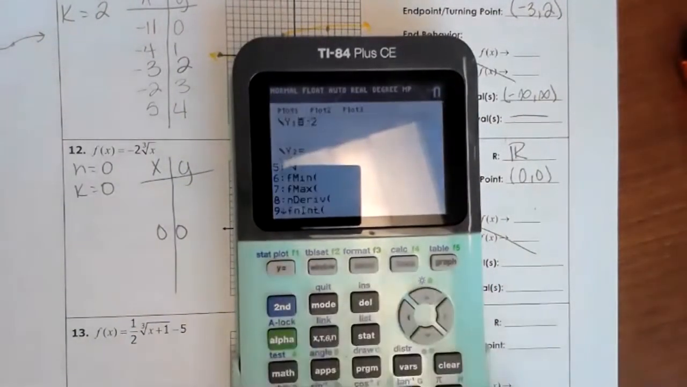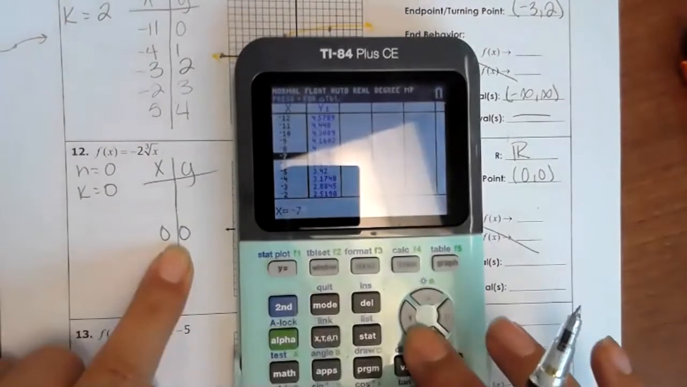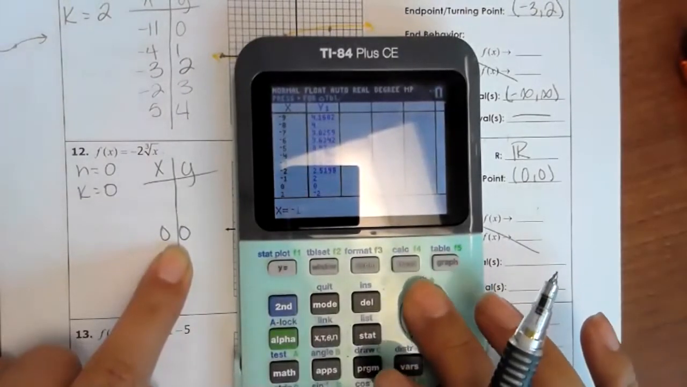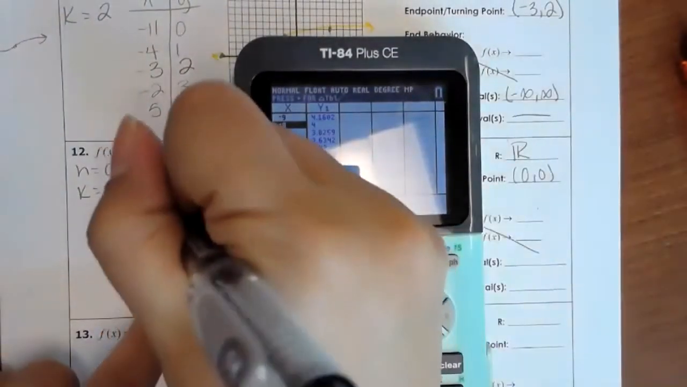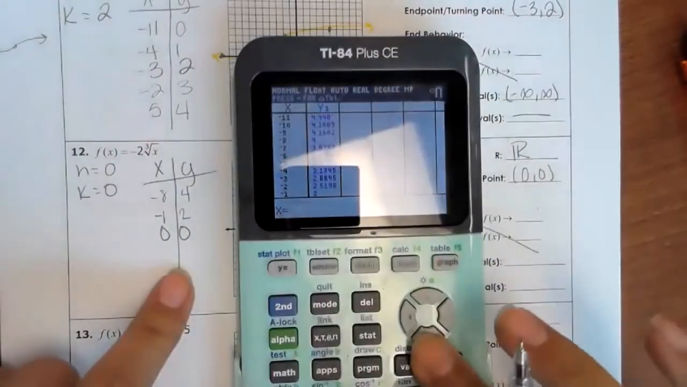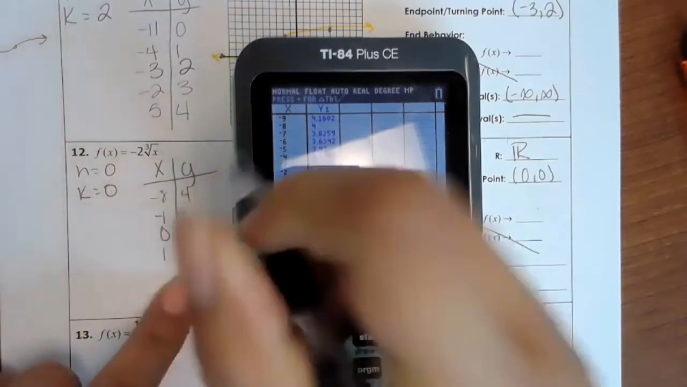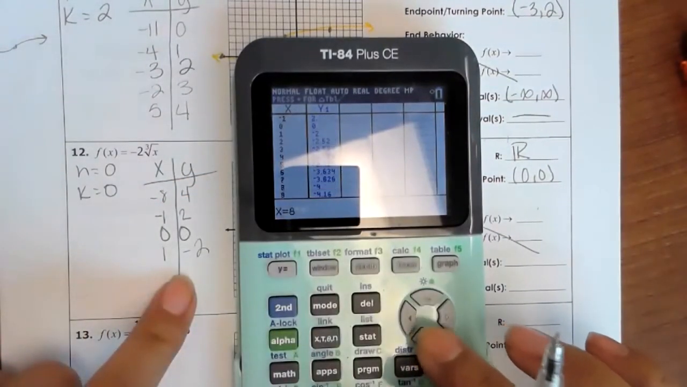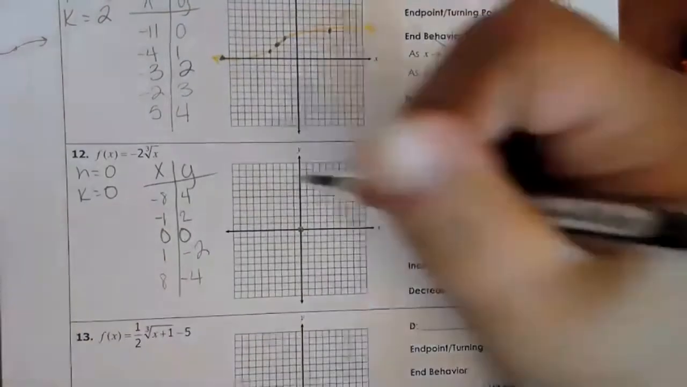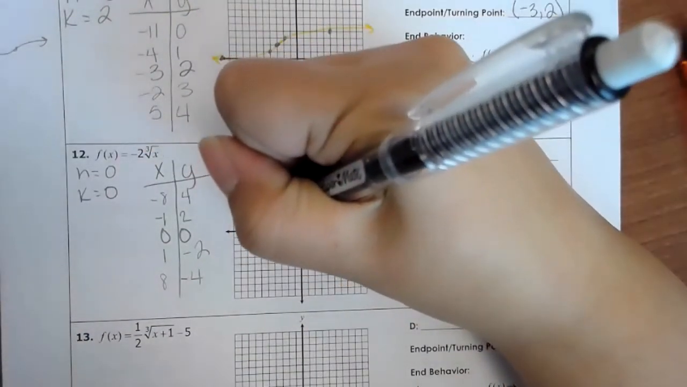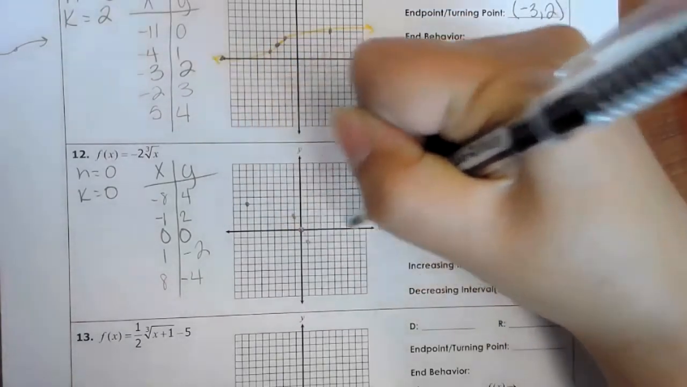And let's plug in some numbers. Negative 2 cube root of x. Go look at the graph. Go find the turning point and graph around it. So negative 1, 2. And you're going to want your x values to go between negative 10 and 10. Let's see, 1, negative 2. And then 8, negative 4. And then you just want to plot those. Negative 1, 2, 1, negative 2, 8, negative 4.